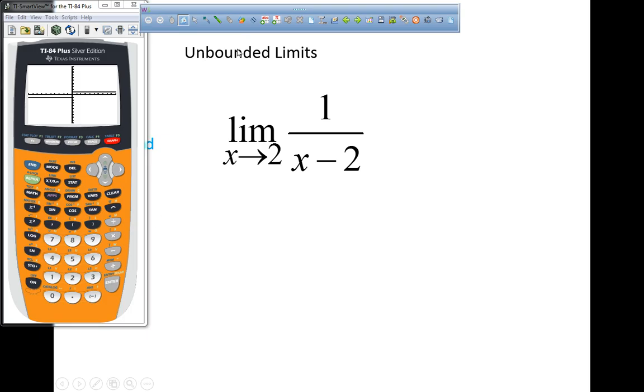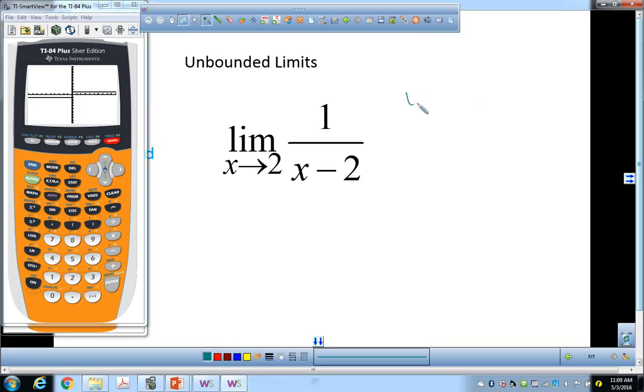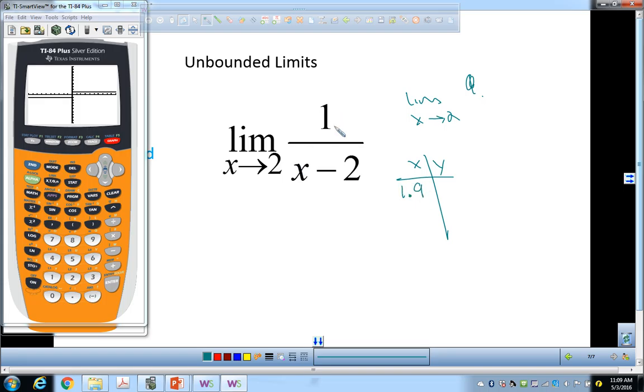What if I plugged in values for 2? What if I made a table? You can do this in your head. What's a number close to 2? Let's plug in a number close to 2. What's one number to the left side of 2? 1.9, okay? If I plug in 1.9, I get 1 over 1.9 minus 2. I think I get -10.